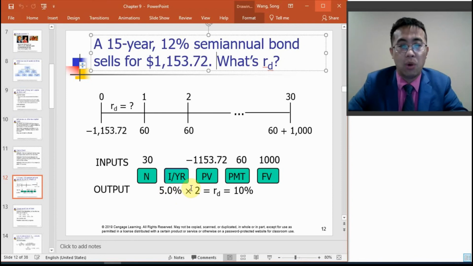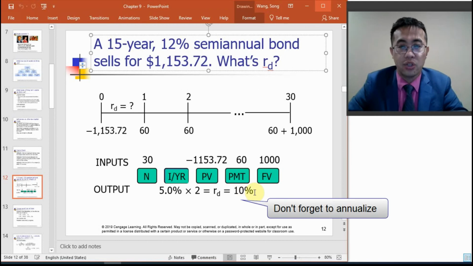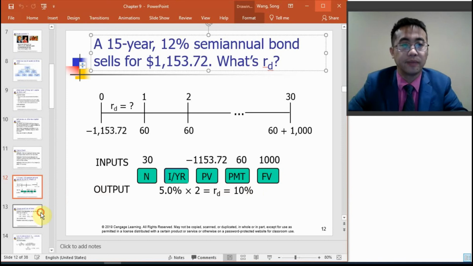You will still need to multiply it by 2 to get the annual rate. So 10% should be your final answer. And the last process is called annualization.